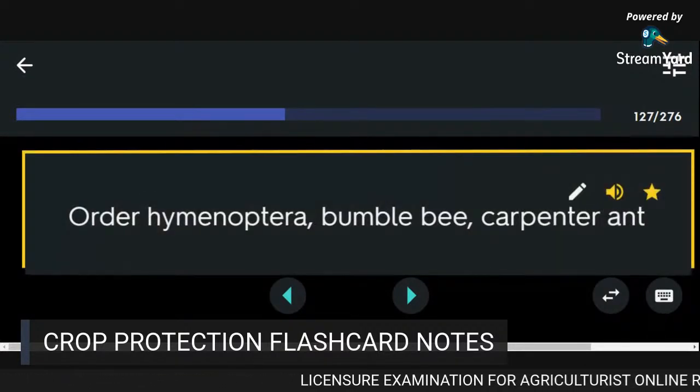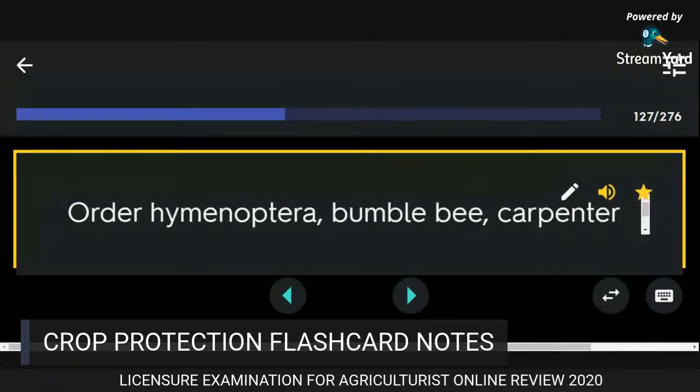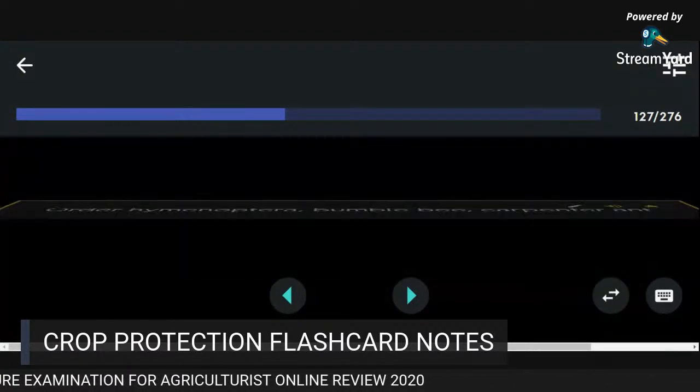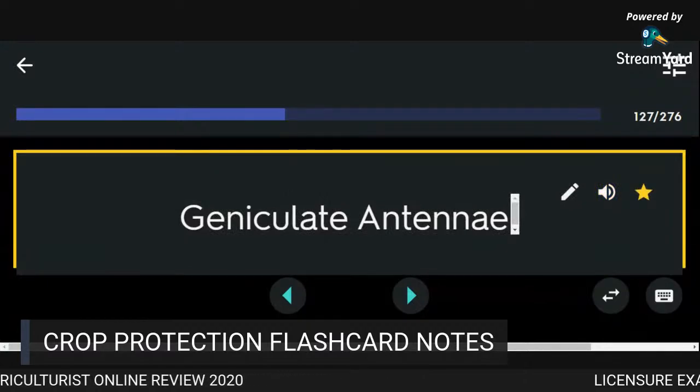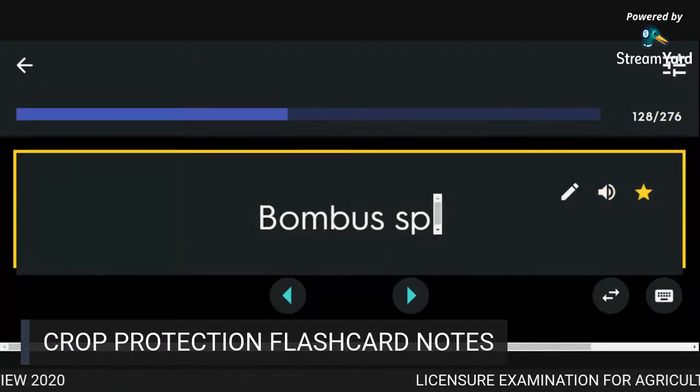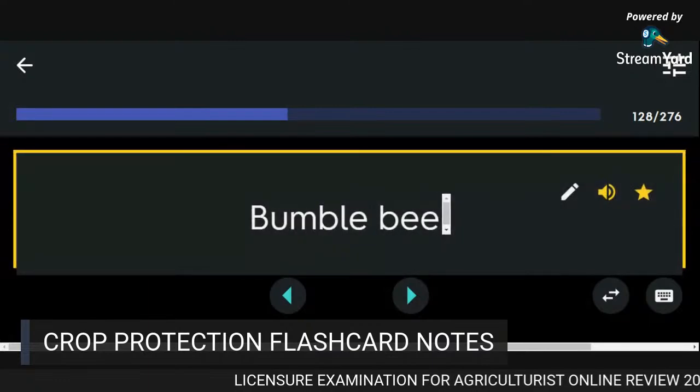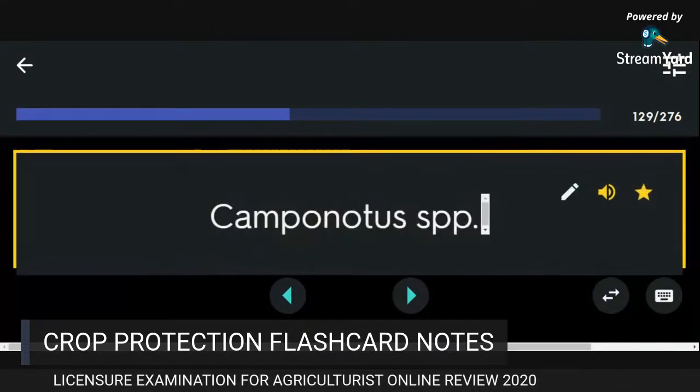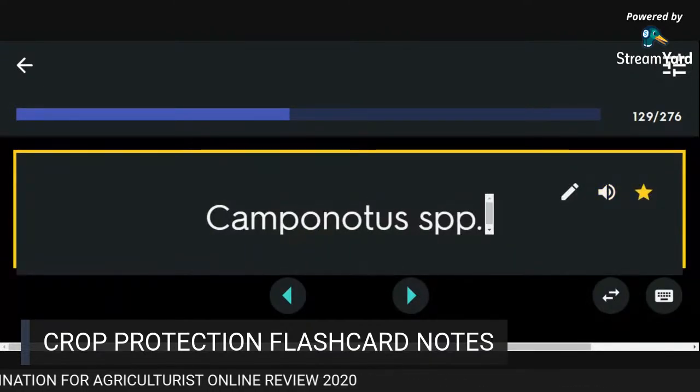Order Hymenoptera: bumblebee, carpenter ant. Geniculate antennae. Bombus sp., bumblebee. Camponotus spp., carpenter ant.